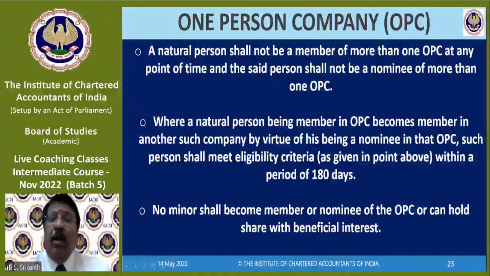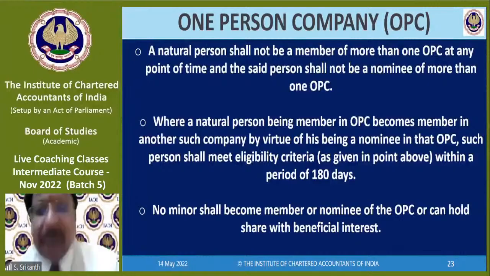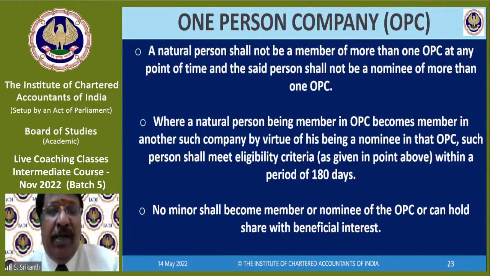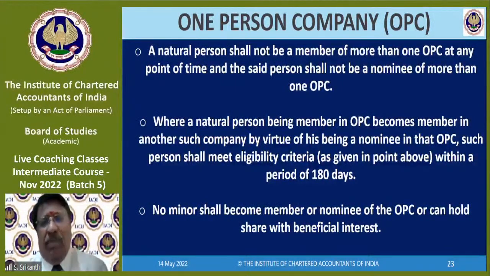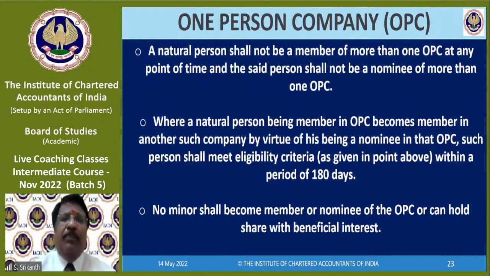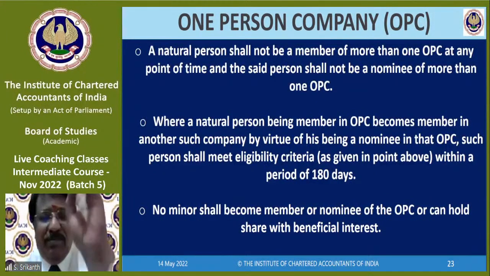So they are saying, we will give you 180 days, as you rightly point out. Within that 180 days, do something. Sell the share to somebody else, make him the OPC member, you get out. Or close the OPC itself, wind it up, close it. Do something so that you will not be in more than one OPC.